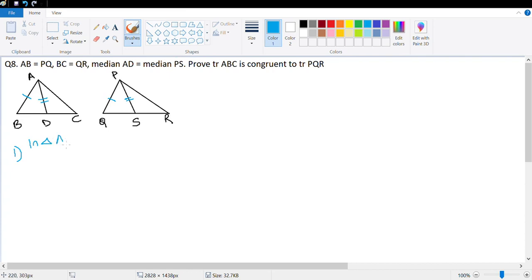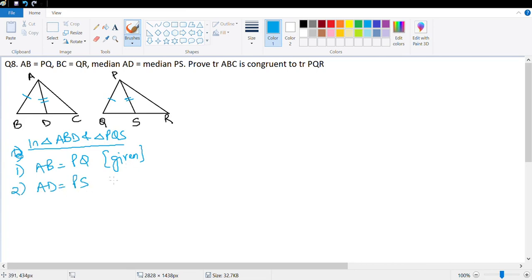In triangle ABD and triangle PQS, let's first get some angle correct and let's see what do we get. Okay, so what we have is point number 1, which is AB is equal to PQ. This is given. Next, AD is equal to PS. This is also given. So we've got two sides equal. Let's see if we can get the third side or some angle equal. What's given is BC is equal to QR.